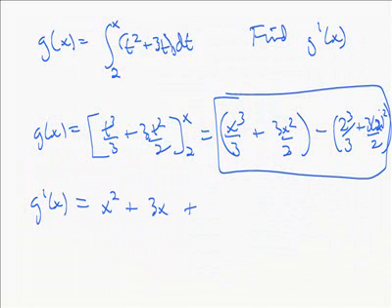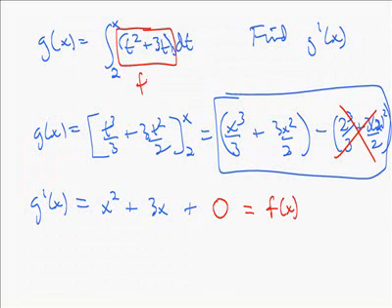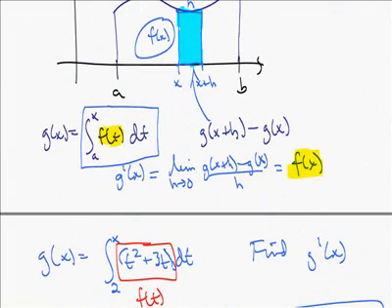Well, and then this is all a constant, so the derivative of that is 0. So I get g prime of x is x squared plus 3x, which is exactly equal to f of x, where f of t is t squared plus 3t, so f of x is x squared plus 3x. So the derivative of the integral here gave us back the function that we were integrating, and that's exactly what we're saying up here above.